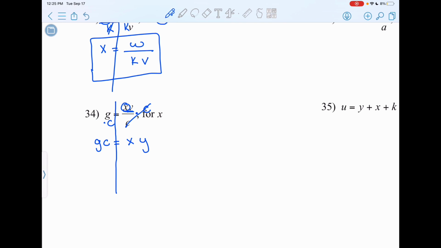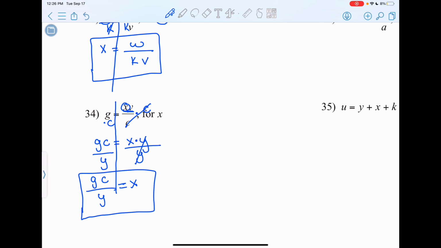x is not by itself yet. I have to get rid of y. Since x and y are being multiplied together, I have to divide to get rid of it. And this tells me that x will equal gc divided by y. So solving literal equations, ask yourself what you need to get rid of to get your variable by itself, and do the opposite of what is happening. We don't have to combine any like terms, we just have to leave it as we wrote it. So g times c divided by y.